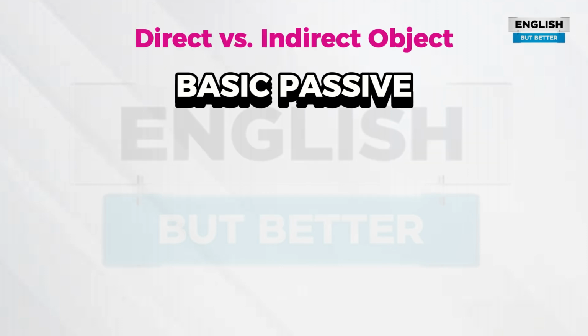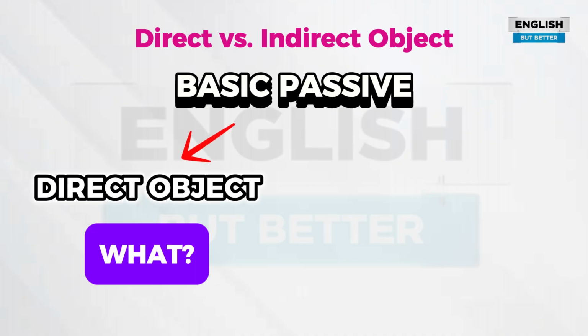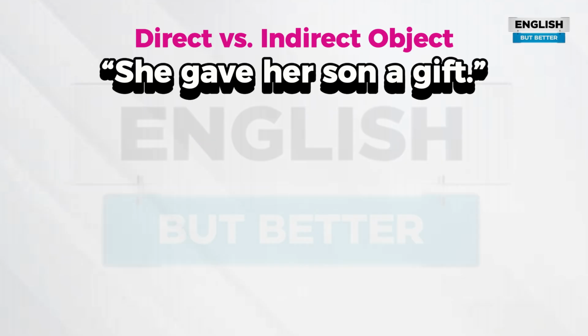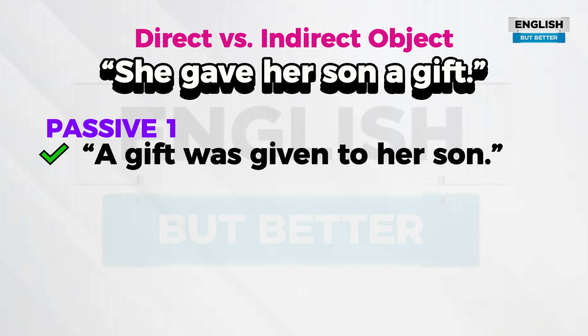A basic passive sentence can be formed using either a direct object, which answers the question what, or an indirect object, which answers the question whom. Sometimes you only have one or the other, sometimes both. When both exist, choose the subject based on what sounds more natural. For example, "she gave her son a gift" becomes "a gift was given to her son."